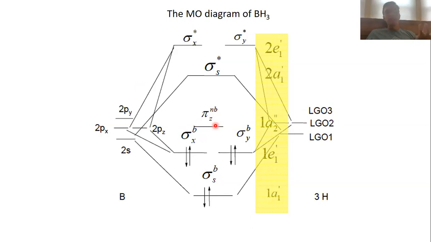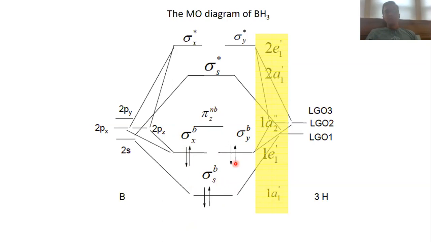So finally, you still need to fill in the electrons. How many electrons do we have overall? Well, the boron has 3, and the hydrogens also have 3 overall, because we have 3 hydrogens, so that gives 6. So we fill these 6 electrons into the molecular orbitals according to energy. So that fills this one here. That fills these 2 here.